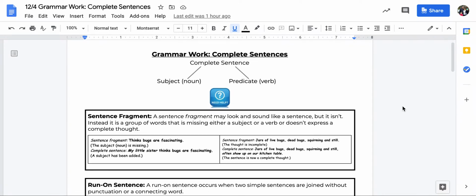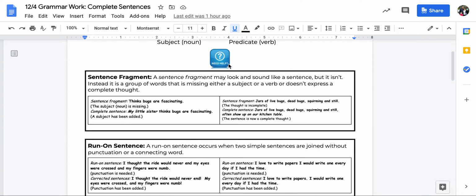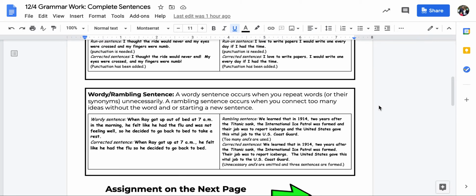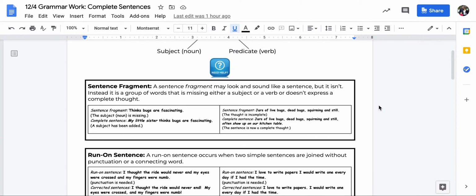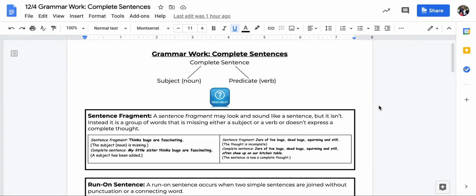If you are at this video, you have gone ahead and clicked on the Need Help button, and it has directed you here. So the first page of this assignment is just a quick overview of the different types of sentences. Only one of them is right. The only one that is right for sentences is a complete sentence. A complete sentence needs to have a subject and it needs to have a predicate. Those are just fancy words for a noun and a verb.